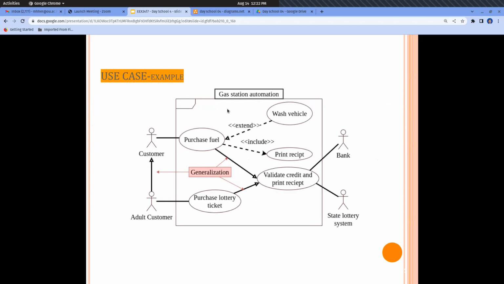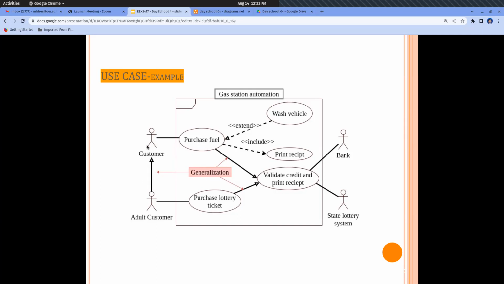To the gas station, not only adult customers come, there are other customers: young girls and old persons, and women, men, like that. Adult customer is one type of customer. That arrow goes to the customer. It is like generalization. We call it generalization.